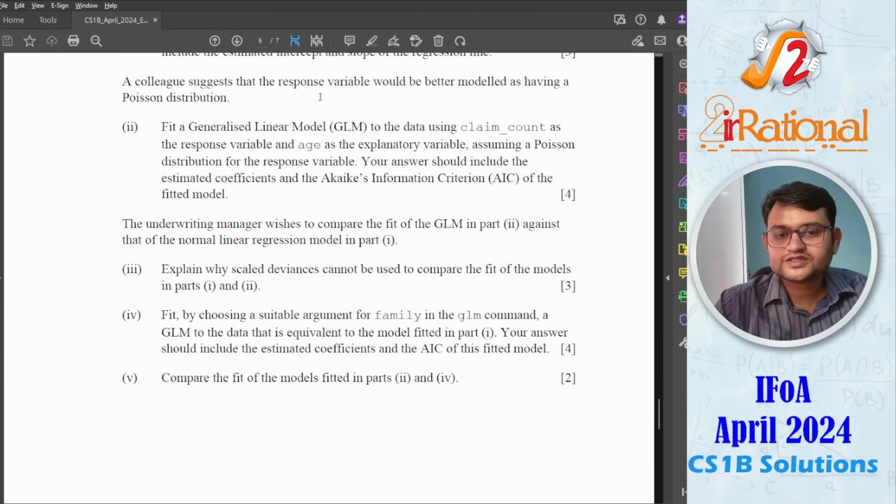A colleague suggests that the response variable would be better modeled as having a Poisson distribution. Fit a generalized linear model to the data using claim count as the response variable, age as the explanatory variable, assuming a Poisson distribution for the response variable. Your answer should include the estimated coefficients and the key information criteria, that is AIC, of the fitted model.